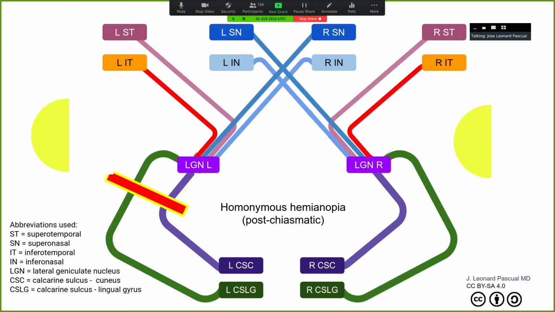Since a lesion in the optic radiations is still post-chiasmatic, the same pattern is seen. So if it's a large lesion that destroyed both the temporal radiations and the parietal radiations, you still get that same homonymous hemianopia, which is post-chiasmatic. Same thing if it is at the level of the calcarine sulcus on one side, since it is post-chiasmatic, the same visual field defect will be seen, a homonymous hemianopia.